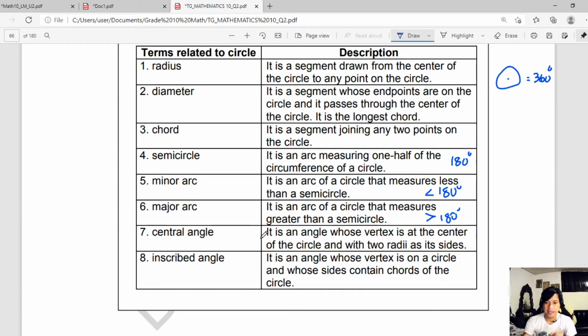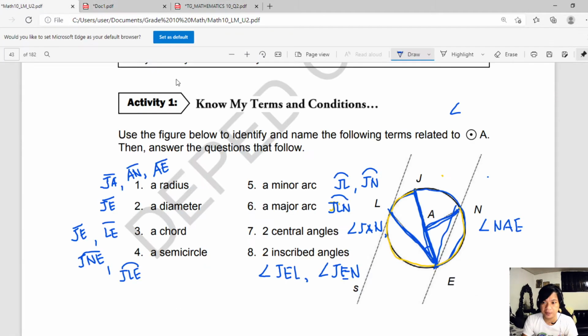Okay, central angle. It is an angle whose vertex is at the center of the circle and with 2 radii as its sides. So, tandaan lang natin pag central angle, from the word center, dapat yung vertex of that angle is the center of the circle. Yun ang tandaan natin. Tulad ng example natin dito, this one is a central angle because the vertex is at the center of the circle. Yung point A is the center of the circle.